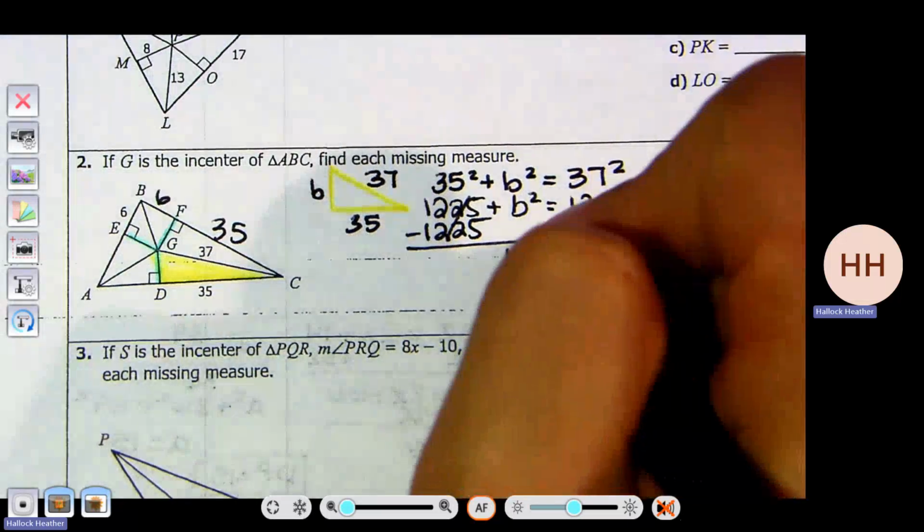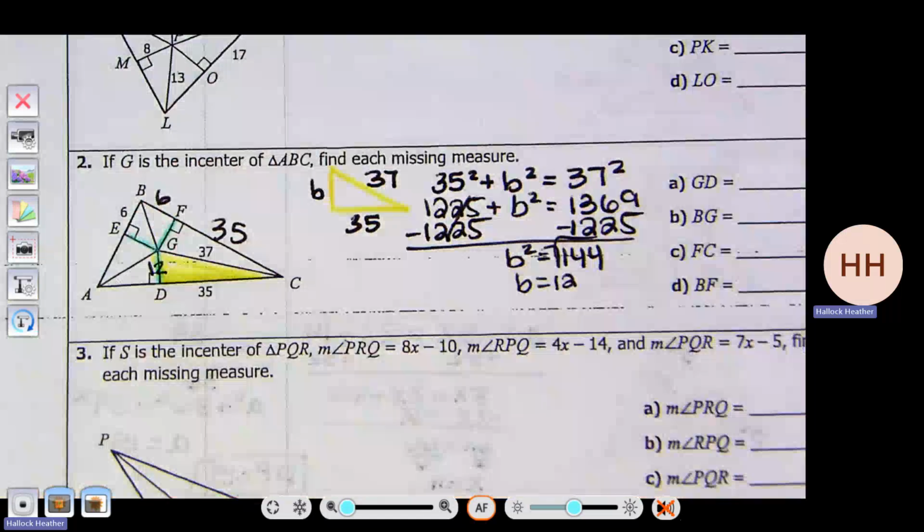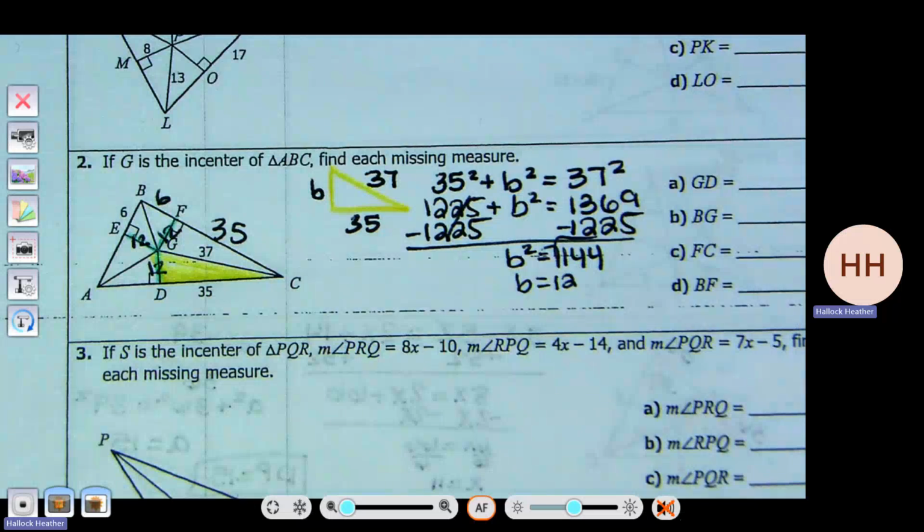So square your numbers, subtract the 35 squared from both sides, and then square root it. So you should be taking the square root of 144, so you should get 12. So 12 is there. Where else can 12 go? FG, and where else? EG, because they're all those little blue lines, so all the heights of the triangle are actually going to be the same. So 12, 12, 12, 12, 12.